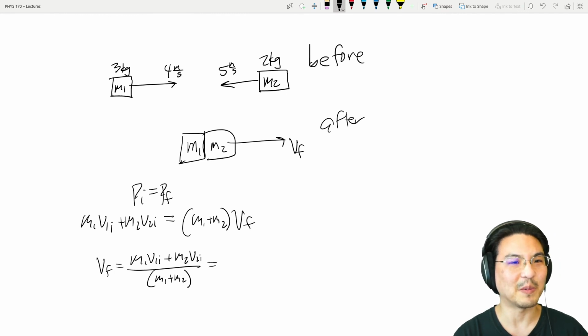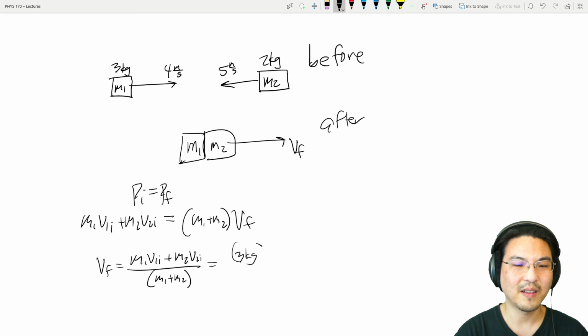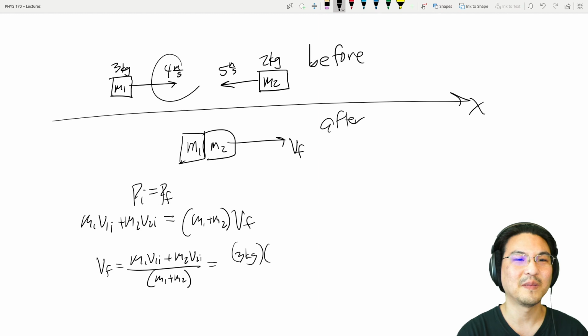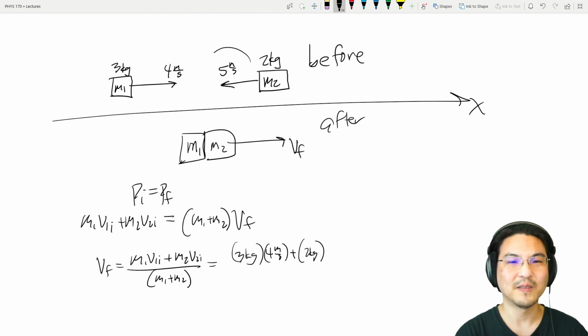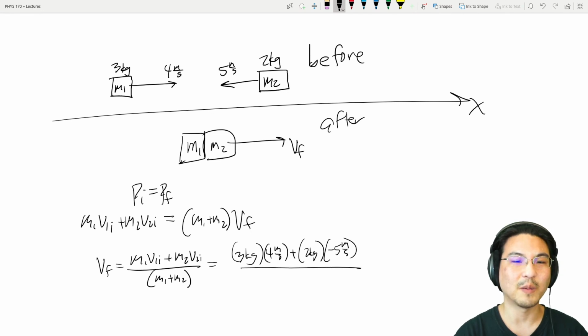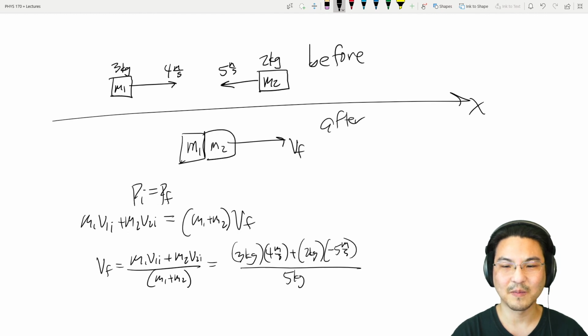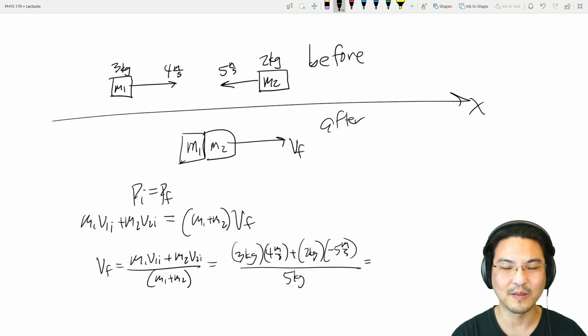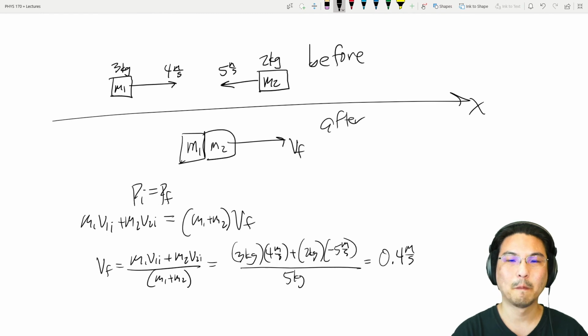Okay, so what numbers do we plug in? m1, 3, v1 initial. If I call this way positive, then that's positive, plus m2 v2 initial, so that would be negative, over m1 plus m2, 5 kilograms. Okay, and then just punch that. Okay, let's see. So 12 minus 10 is 2, 2 over 5, 0.4.